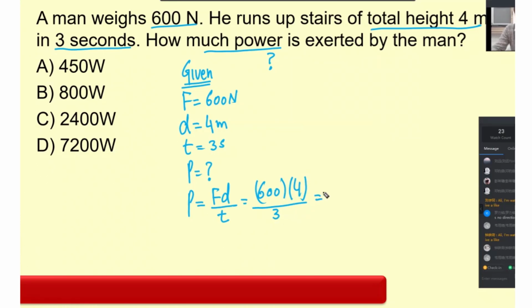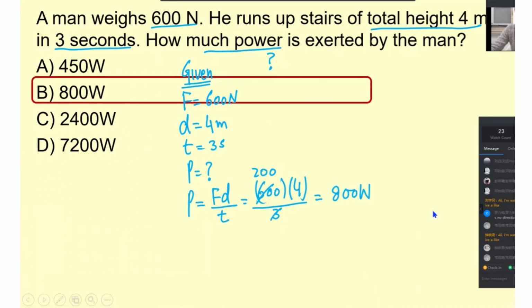Simply you need to calculate. Simplify this one from here 60. So this is 20. This is 200 times 4. This will be 800. So our final answer will be 800 watts. So the answer for this question is B. Any question about this one?